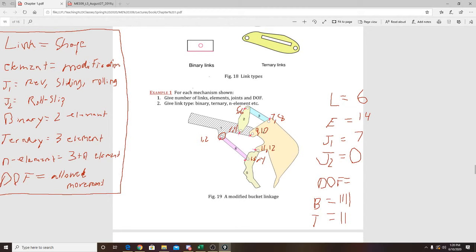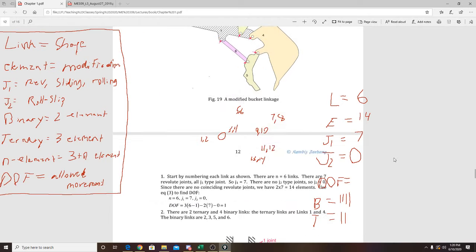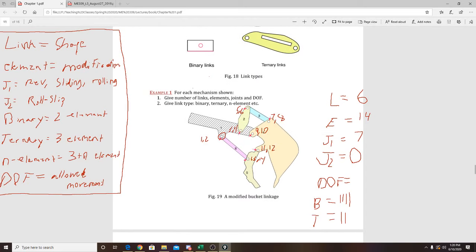And I suggest you do the same. Alright, so this one is correct. As you can see, we have binary links were 2, 3, 5, and 6, 14 elements, 7 J1s, and 6 links. So we were right on all accounts. Perfect. So let me get rid of this before we move down.